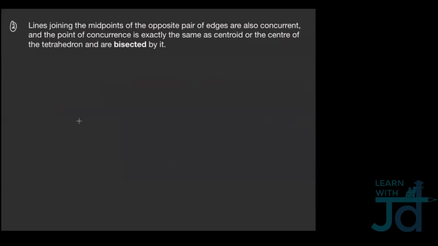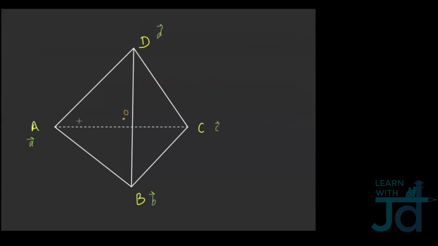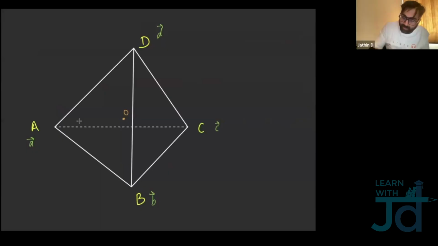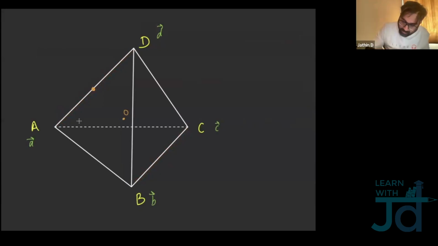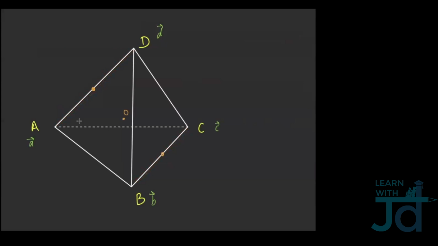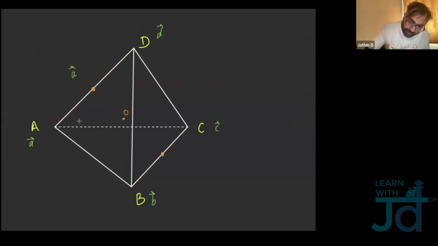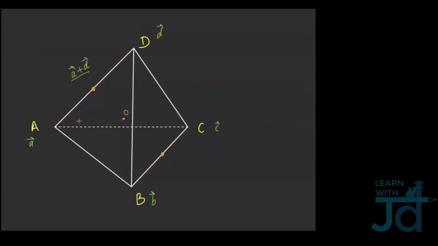Yes, sir. So basically it is trying to say that if there are opposite edges, let us take this and this as opposite edges. Then if we join the midpoints of these, they will also meet at one point, the centroid. The midpoint of this can be written as A vector plus B vector by 2, and of that, B vector plus C vector by 2.